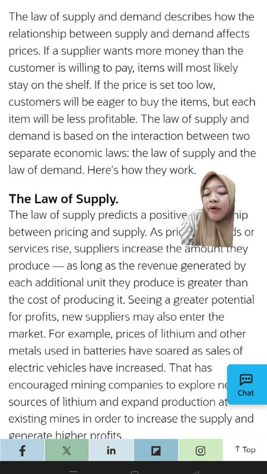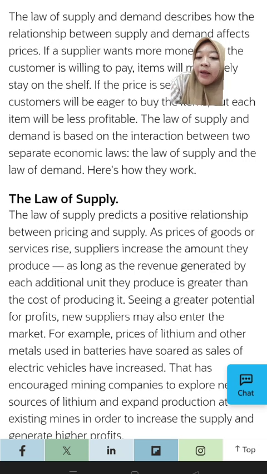less profitable. The law of supply and demand is based on the interaction between two separate economic laws: the law of supply and the law of demand. Here's how they work.